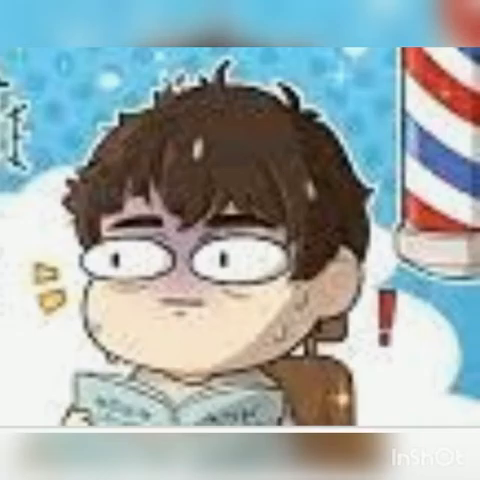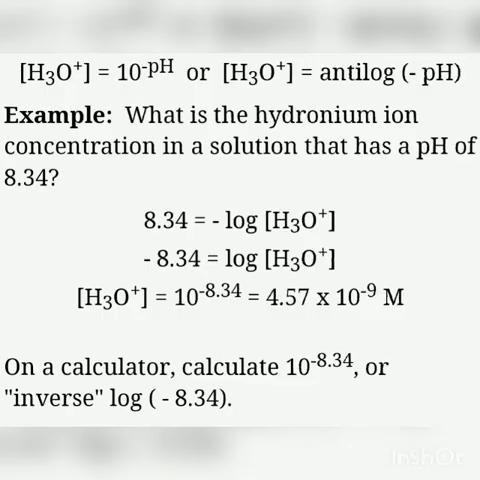You also might ask, how do you calculate the hydronium ion concentration from pH? Well, I can't say it's simple, but it's a reverse mathematical operation to the one employed to find the pH. It's the complete opposite. Example: what is the hydronium ion concentration in a solution that has a pH of 8.34?